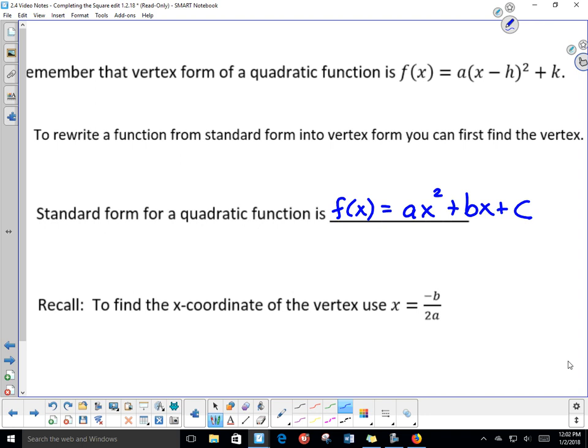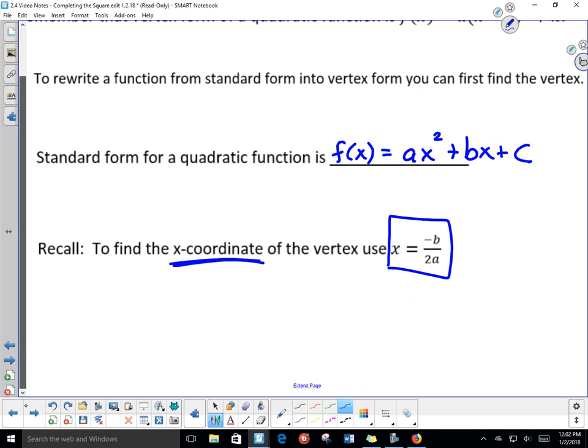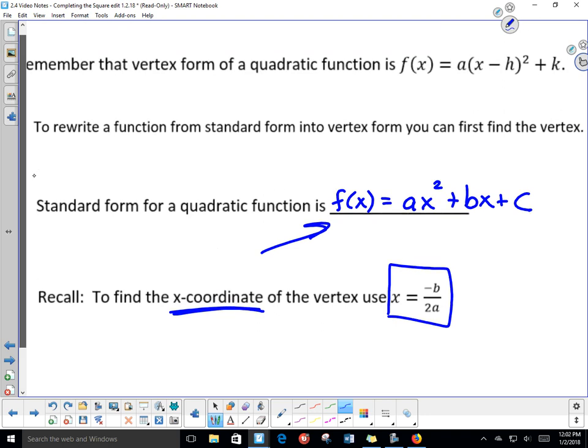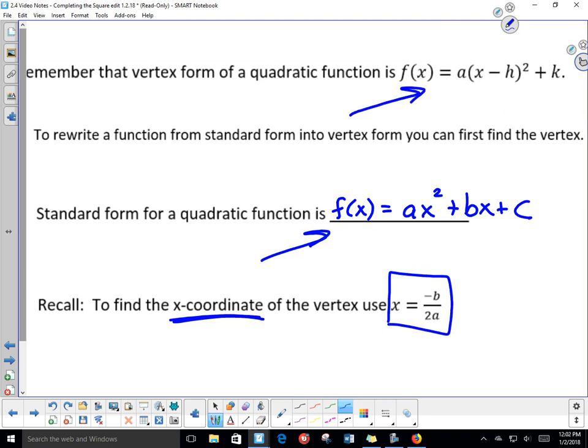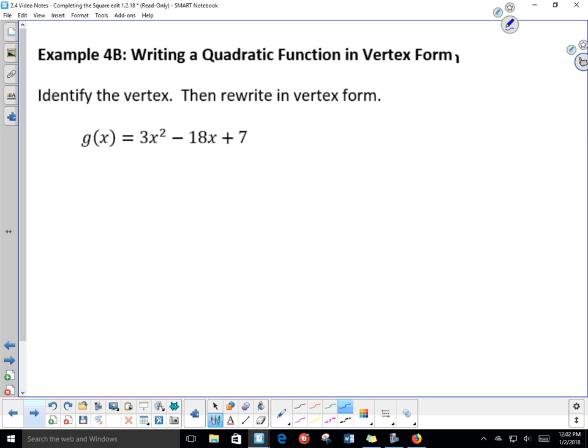And we've studied quadratic functions in this form, and you know that you can find the vertex by finding the x-coordinate first using this little formula, x equals negative b over 2a. All right, so let's take a look at an example where we're going to put something from this standard form into vertex form. Here's our standard form right here, and we want to put that into vertex form. Remember, vertex form is a times (x minus h) quantity squared plus k.